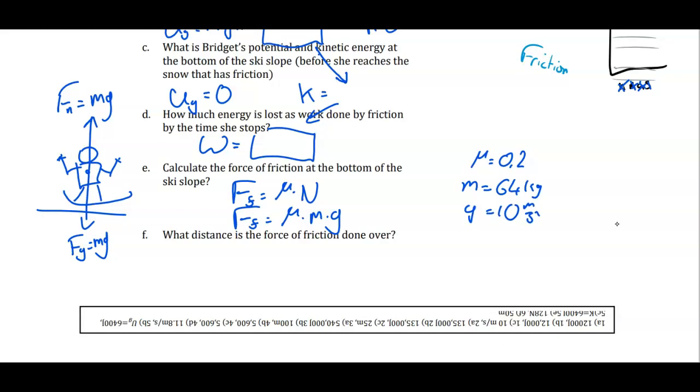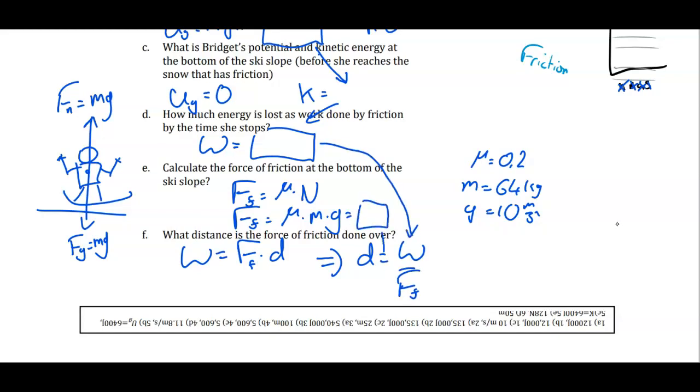And then finally, what distance is the force of friction done over? Well, work is a force over a distance, and this is the force of friction times the distance she slides. So the distance is going to be the work divided by the force of friction. The work is that one, and the force of friction is that number there. So you plug them in, you'll get an answer.